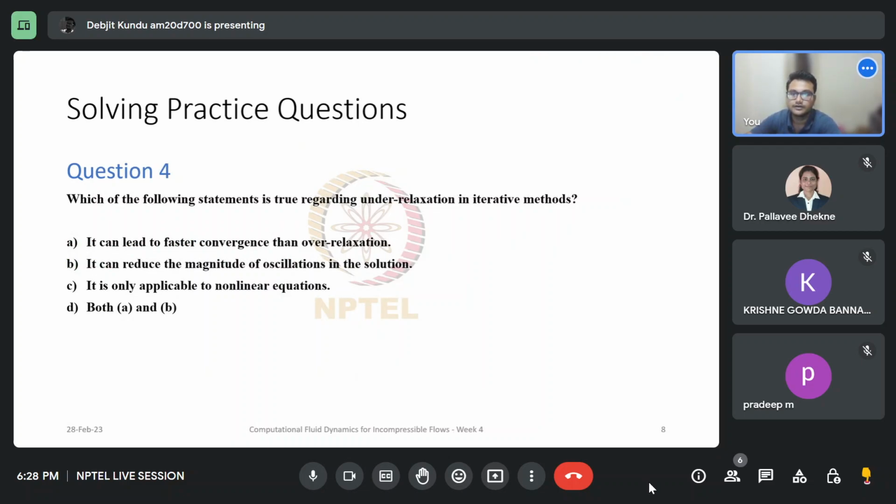So, which of the following statements is true regarding under relaxation in iterative methods? Option A, it can lead to faster convergence than over relaxation. Option B, it can reduce the magnitude of oscillations in the solution. Option C, it is only applicable to nonlinear equations. Or is it option D, both A and B? Here we are talking about under relaxation, where omega is less than 1. It has to be greater than 0, but less than 1.